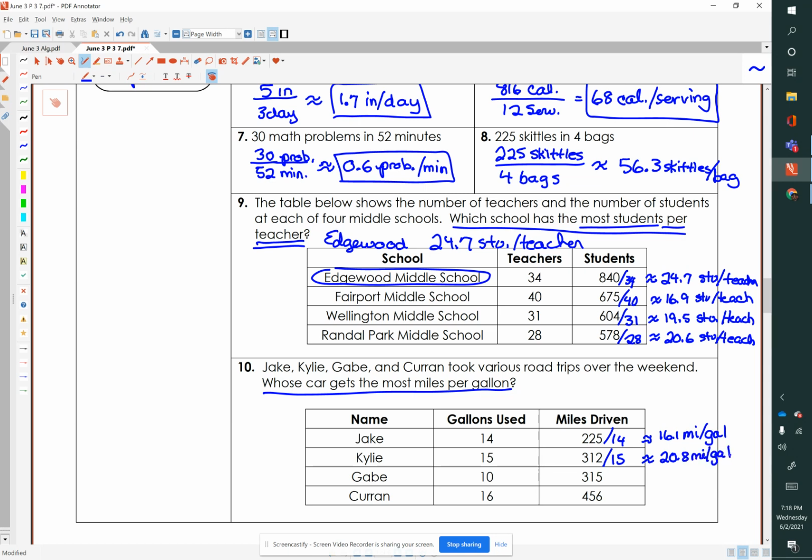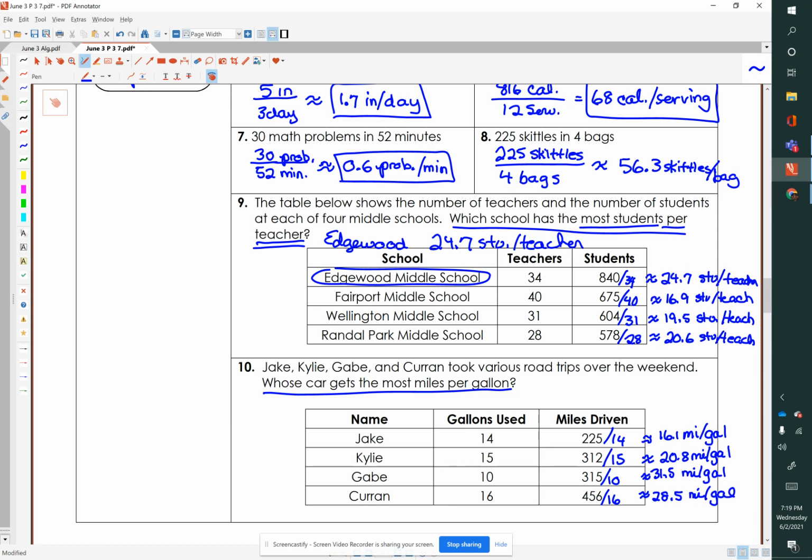Remember, this is a number that we want to be as high as possible because that means it costs us less to drive our car. So Gabe went 315 miles on 10 gallons. So he got about 31.5 miles per gallon. And Curran went 456 miles on 16 gallons. So that was about, when I do that division, 28.5 miles per gallon.